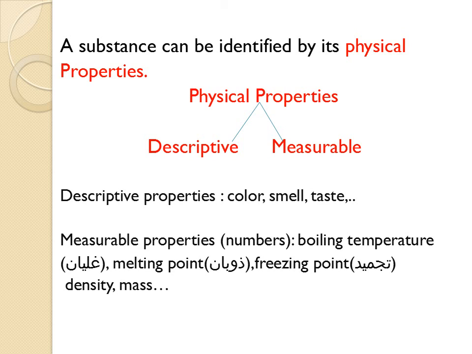So a substance can be identified by its physical properties, either descriptive or measurable. What is the difference between these types? Descriptive properties, such as the color, the taste, the smell, depend on observing. They depend on our eyes, what we see, what we taste, what we hear also, we can say. And measurable properties depend on numbers. Whenever we see a number, we say that it's a measurable property and it's not a descriptive one.